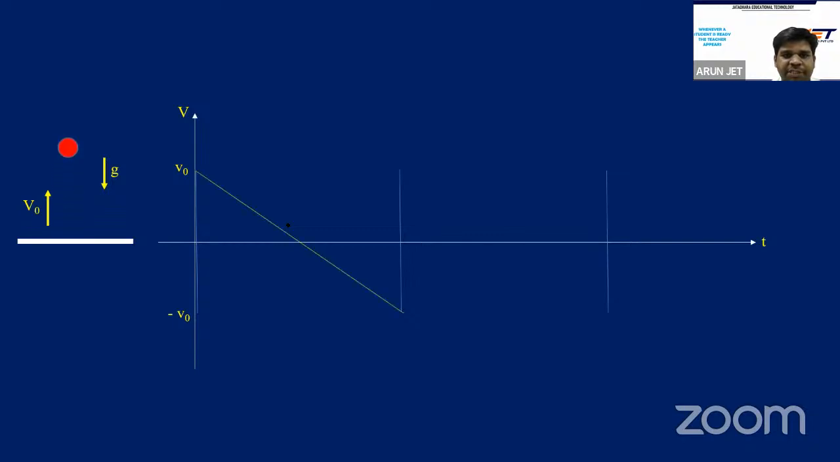This is the first segment for to and fro motion, the time of flight. Second segment, where the particle again goes up, stops, comes back. Third trip, it again goes up, stops, and comes back. Now, students, let us analyze what is happening in the graph. We have analyzed what is happening in the physical situation.